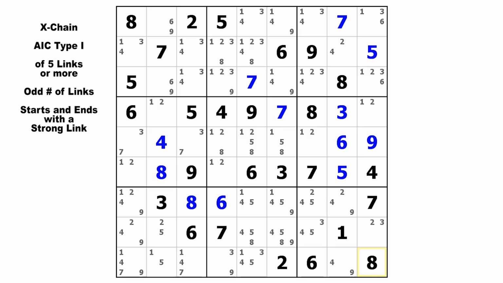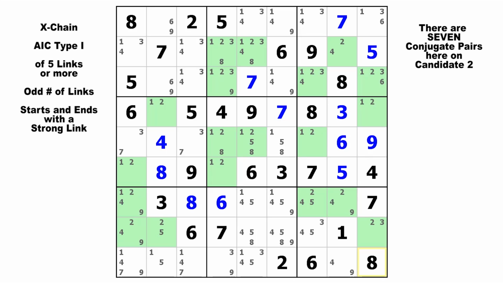All right, here in this puzzle, let's turn on the filter for candidate 2. Now, whenever you turn on the filter for a particular candidate and see that you have 3 or 4 conjugate pairs, there's a good chance that you can build an X chain or at least do something with them. And when you have 5 or 6 or more, you can be 99% sure there is some kind of solving technique available.